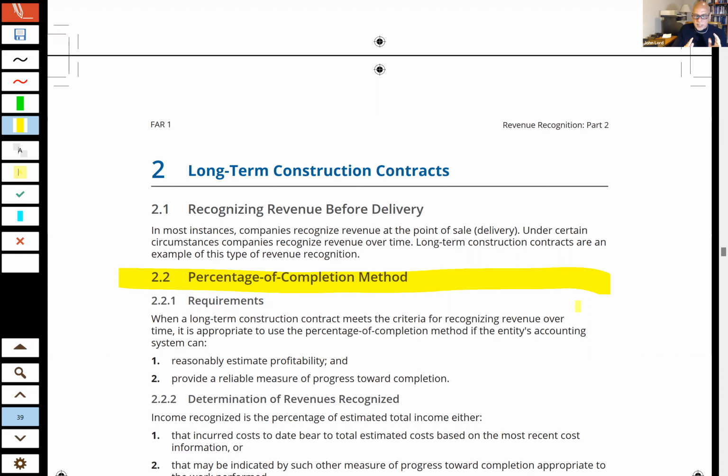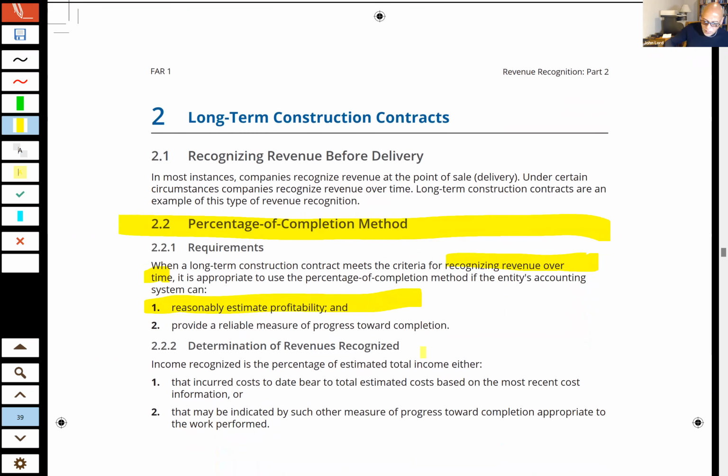And even though we don't call it out as such, we're using the input method here, okay? So we start out with percentage of completion. We're going to talk about completed contract in a minute. And the revenue is recognized over time, okay? Now, we are able to do this. We have to be reasonably able to estimate profitability and provide a reliable measure of progress towards completion.